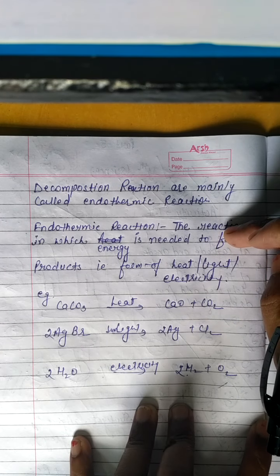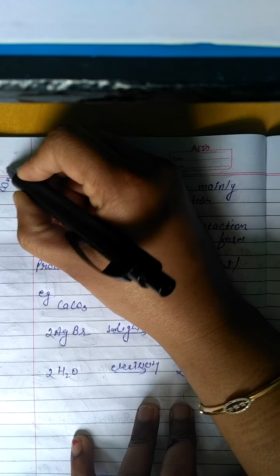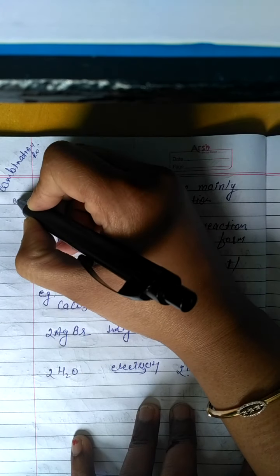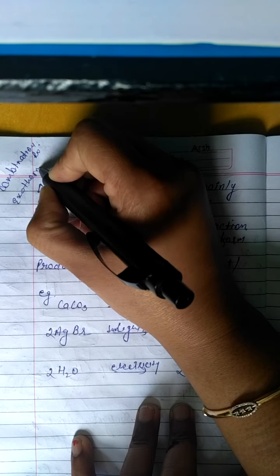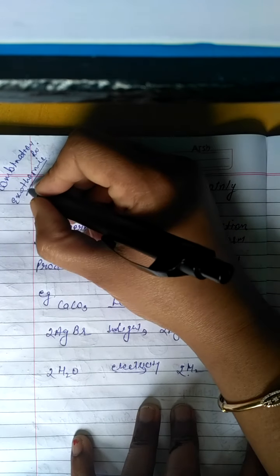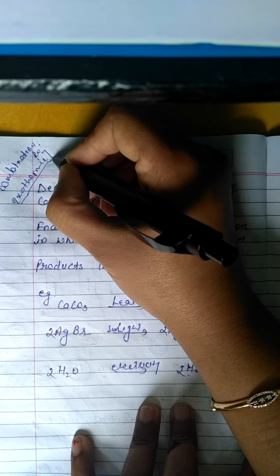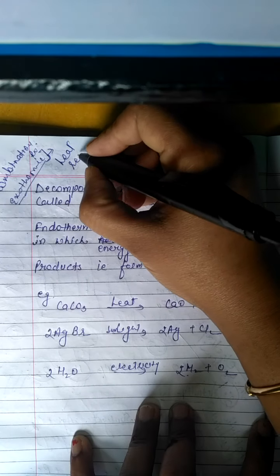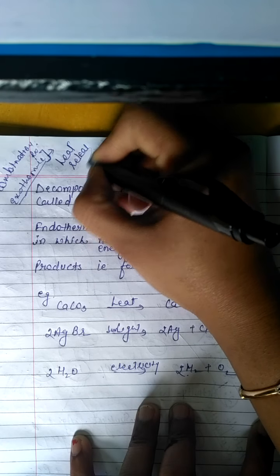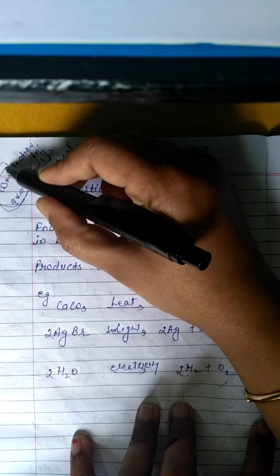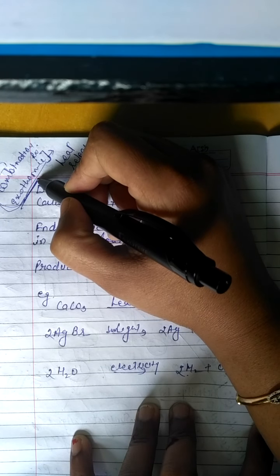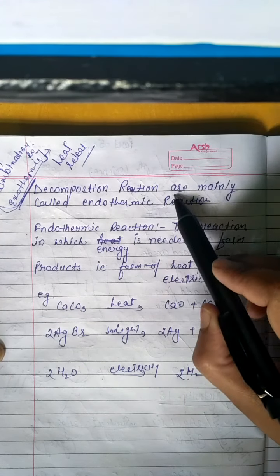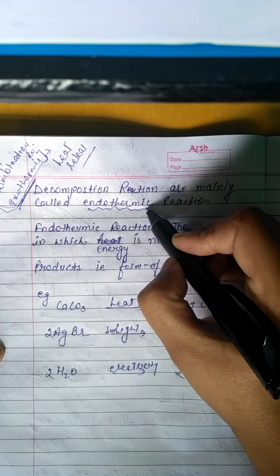Now, in a combination reaction, we say that combination reactions are exothermic. Why do we say it is called an exothermic reaction? Because in that case heat is released, heat is evolved. Mostly the combination reaction is called an exothermic reaction. But now, we have discussed the decomposition reaction, and decomposition reaction is mainly called an endothermic reaction.